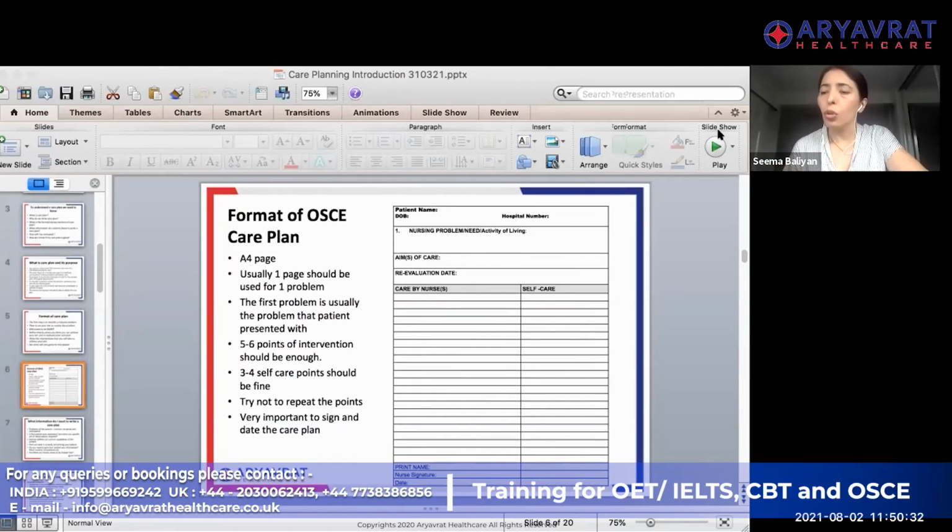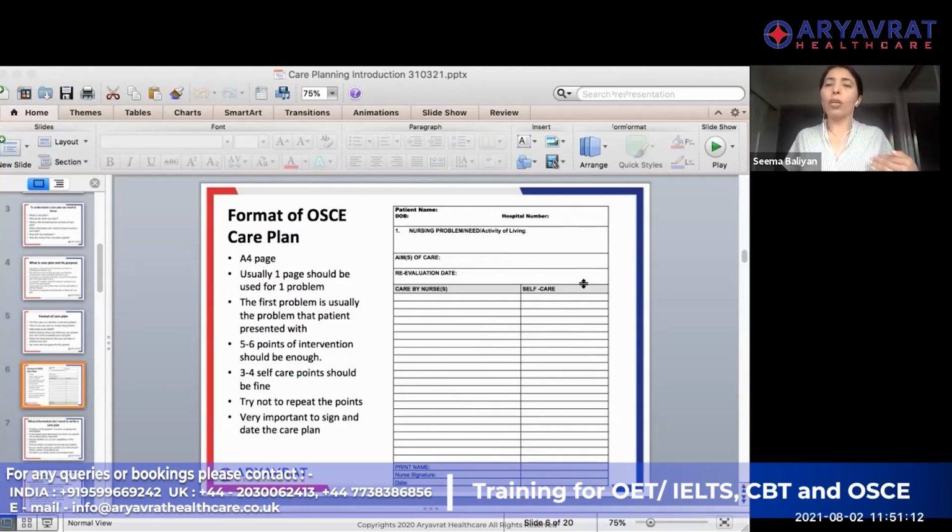Okay, great. So then we move on to the next thing. When we are writing the care plan, you will see there is a section that says care by the nurse, and then there is a section of self-care. In the care by nurse, it is pretty straightforward: that is the care you are going to be giving as a nurse to the patient. Self-care is something that the patient is going to do, because you alone cannot look after the patient. The patient will also need to help you out in achieving the aim.